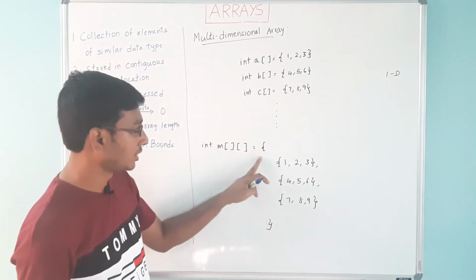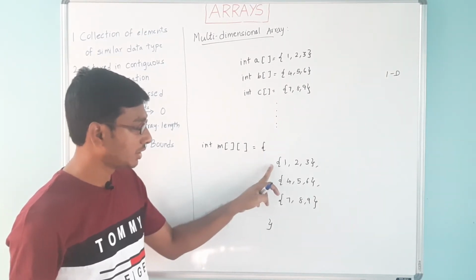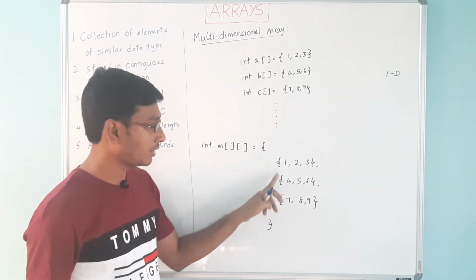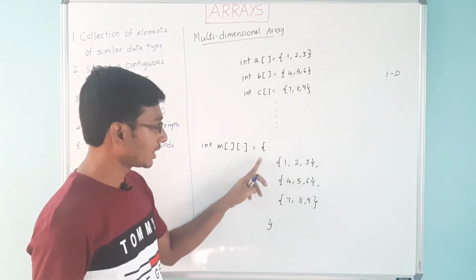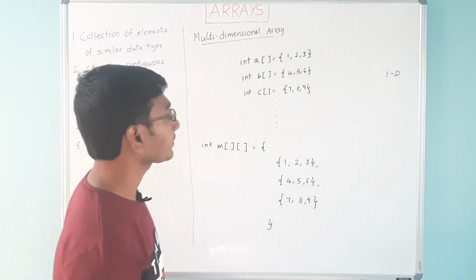So you can see it here. It is an array enclosed in curly braces, and within it there are arrays. A single dimensional array we know has the elements, right? And within it we have different arrays. So this is what we call a 2-dimensional array.